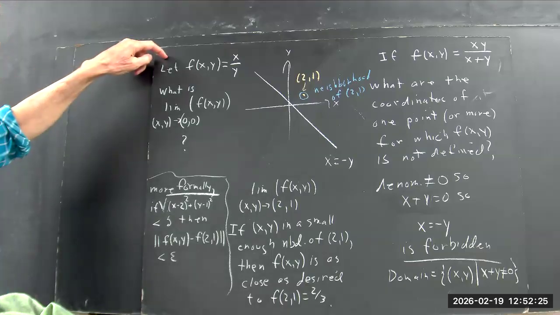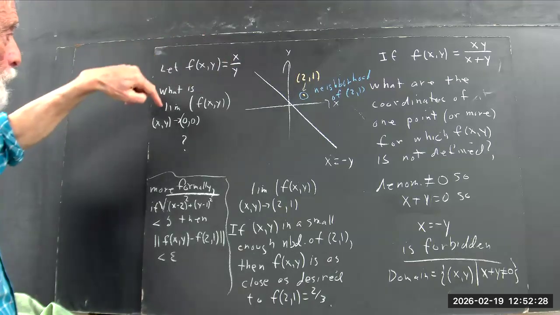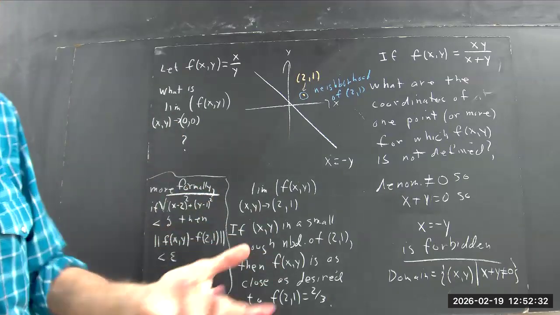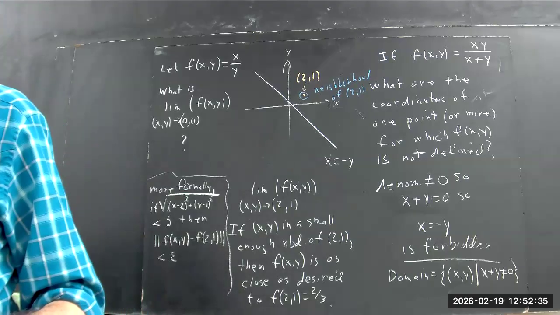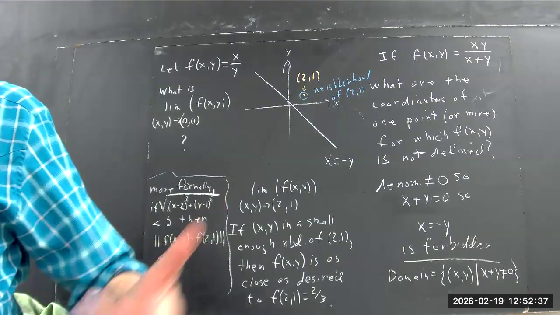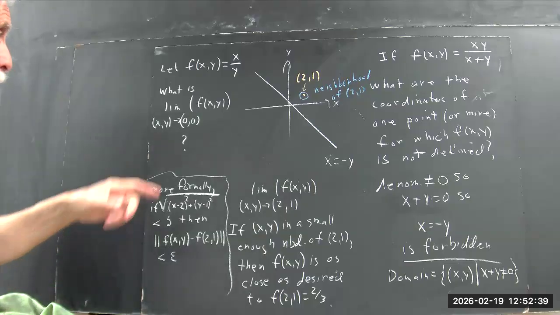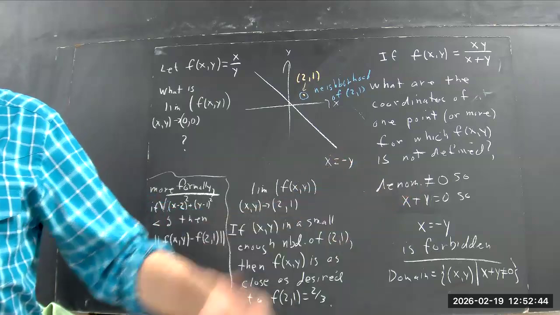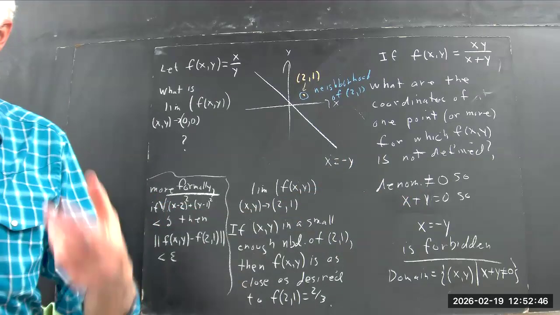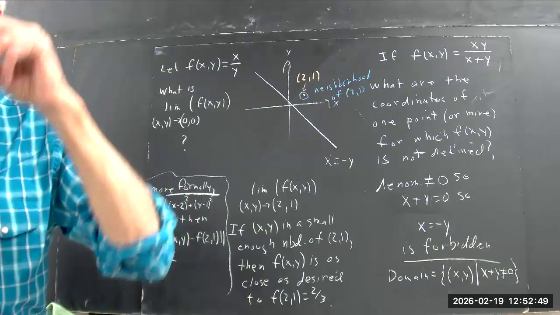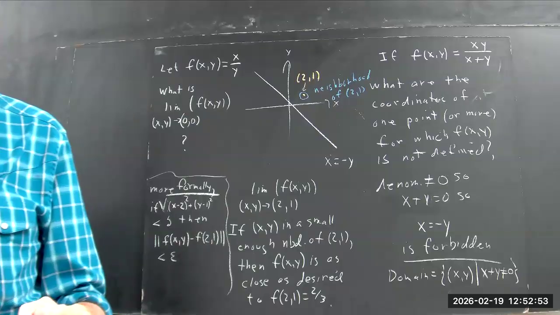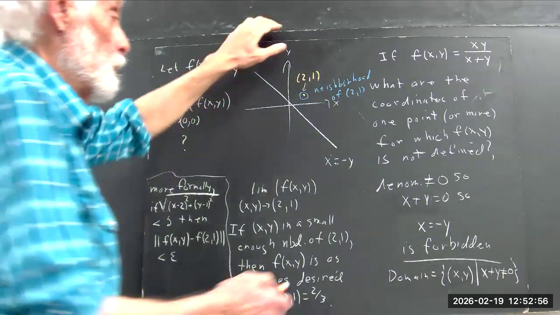Okay, now pose the question. If f of x, y equals x over y, what's the limit of f of x, y as x, y goes to 0, 0? It turns out to be a complicated question. Some people say it's going to be 0, but of course, if x is 0 and y is 0, it's undefined. So you're not worried about what happens at the point 0, 0. You are worried about what happens in the neighborhood of the point 0, 0. Well, we need to draw a little picture of something.